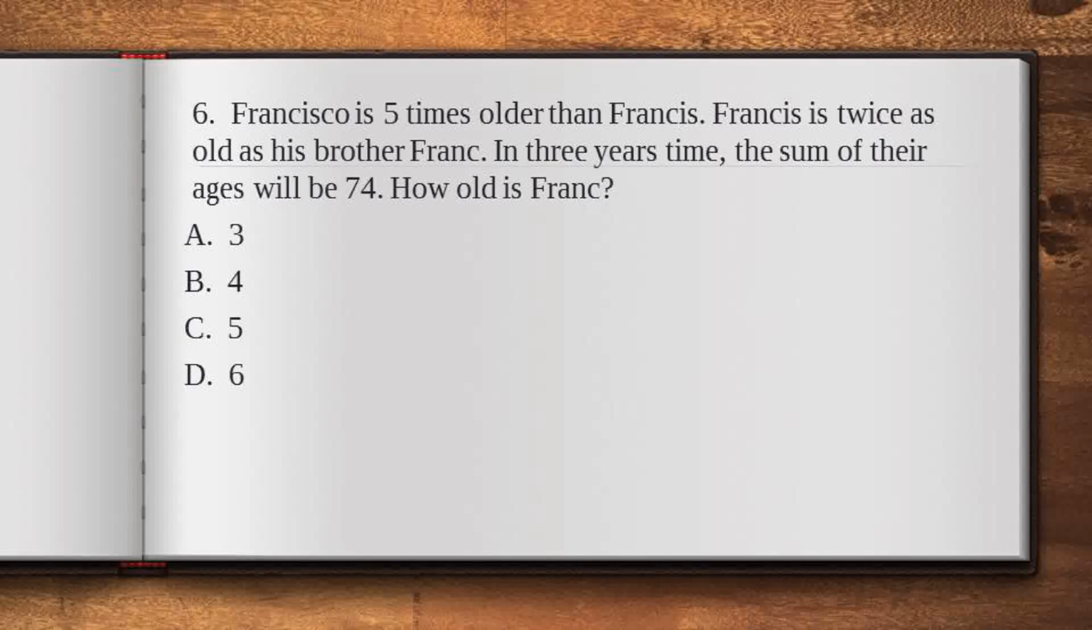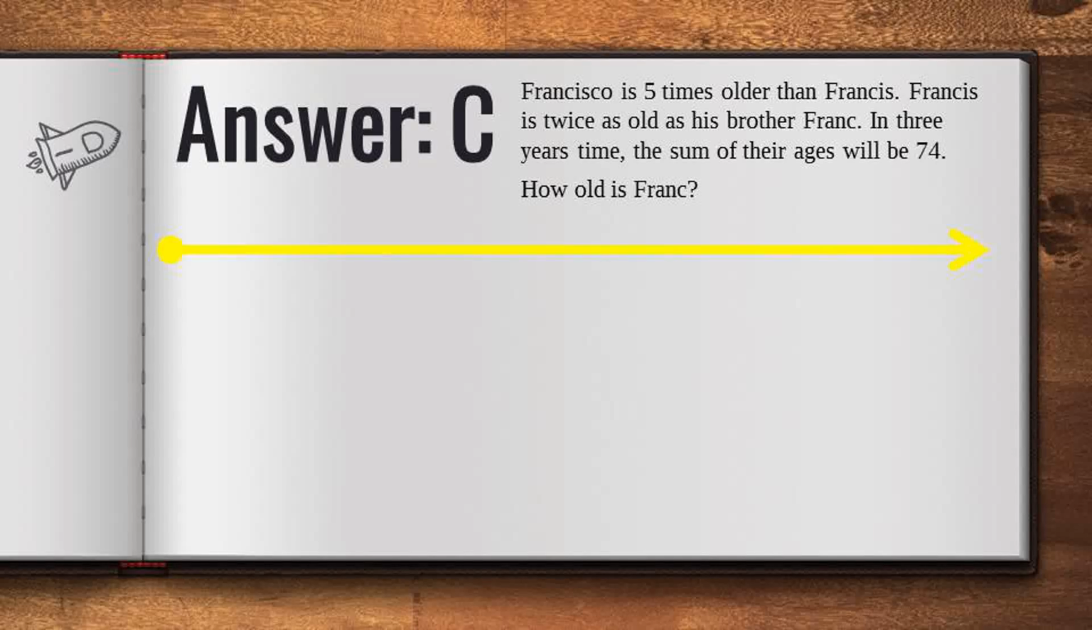Question number 6. Francisco is 5 times older than Francis. Meanwhile, Francis is twice as old as his brother Frank. In 3 years' time, the sum of their ages will be 74. So the question is, how old is Frank? Letter A, 3. Letter B, 4. Letter C, 5. And letter D, 6. The correct answer is letter C.